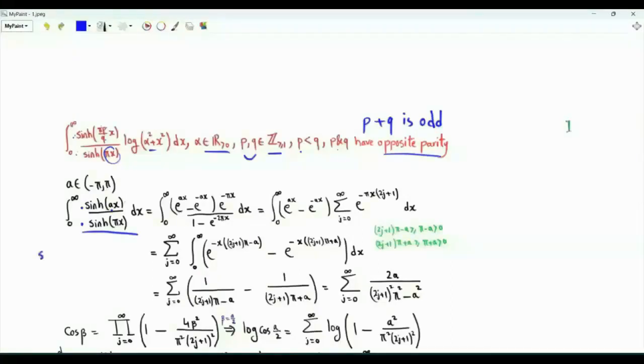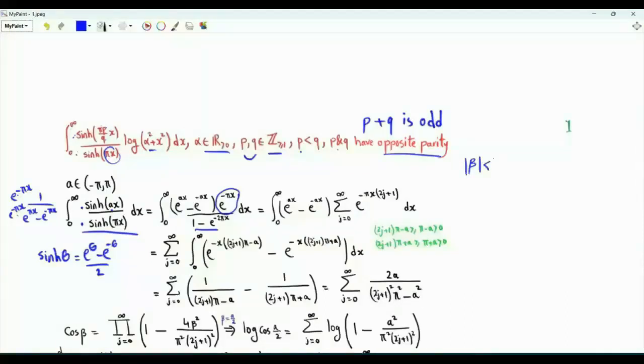To obtain this integral, use that the hyperbolic sine of theta is e to the theta minus e to the minus theta, divided by 2. In the numerator, we get e to the ax minus e to the minus ax. Downstairs, we have e to the pi x minus e to the minus pi x. We can multiply upstairs and downstairs by e to the minus pi x. We get this e to the minus pi x in the numerator. The denominator becomes 1 minus e to the minus 2 pi x.